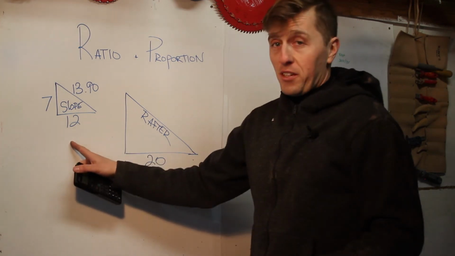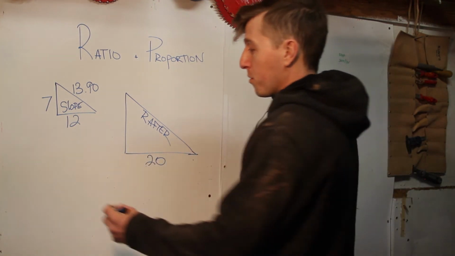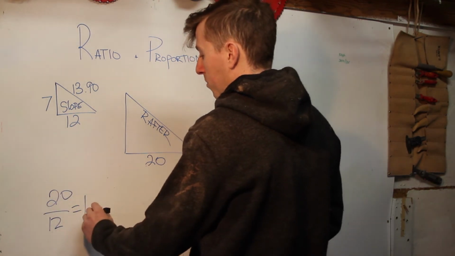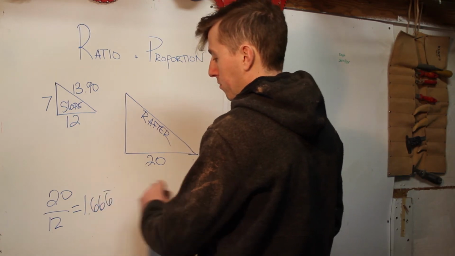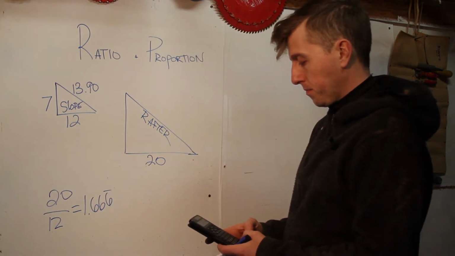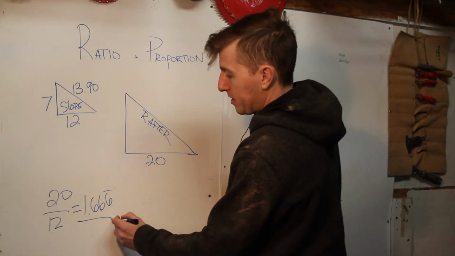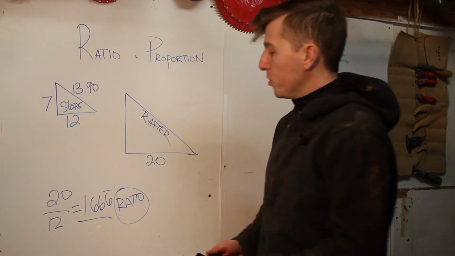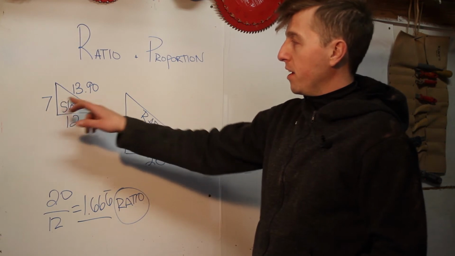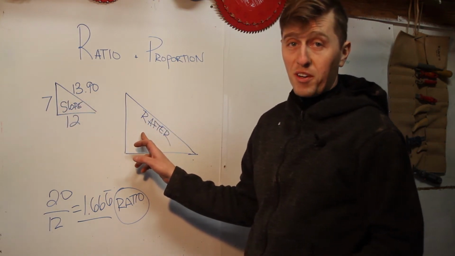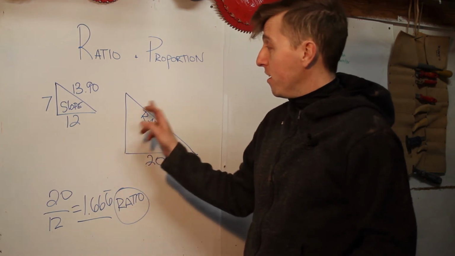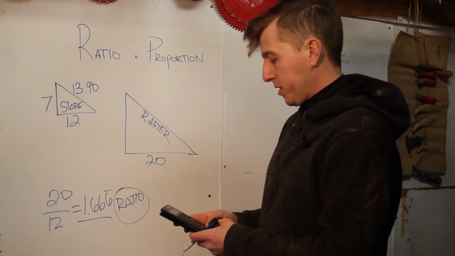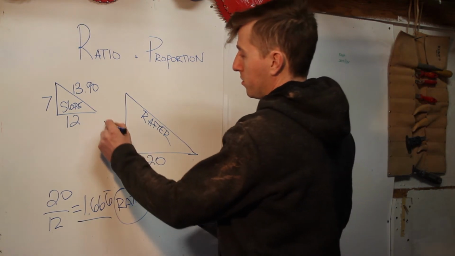So let's start with the base unit. I'll always take the bigger one and divide it by the smaller one. So 20 divided by 12 gives me 1.666, repeating. Right. So 1.666 is our ratio. You can take 1.666 and multiply it by either of these numbers, and you can have the corresponding side on this triangle over here. So let's try it. 7 times 1.666 equals 11.662.